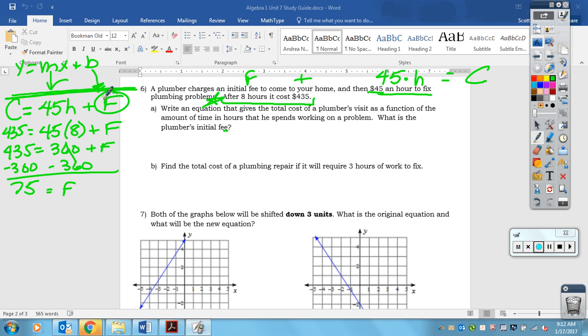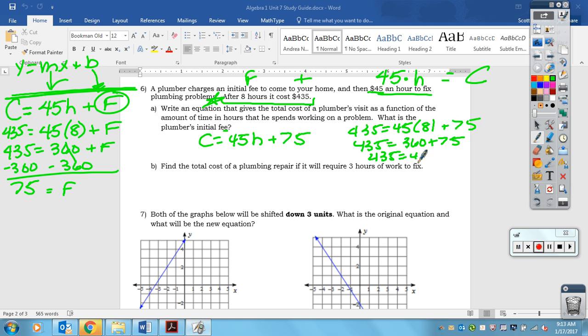So the equation is C equals 45H plus the $75 fee. You can always check this. Feel free to check. See if this actually works. Is 435 the same as 45 times 8 plus the $75 fee? 435 is equal to, we know that 45 times 8, we already did this, is 360 plus 75. And 435 equals 435, so it works.